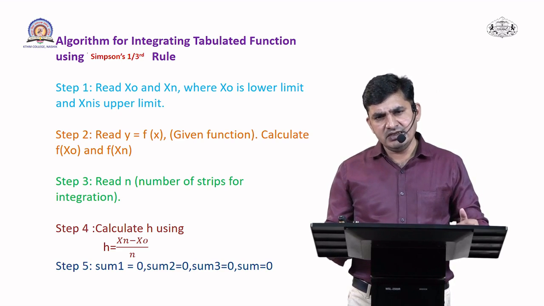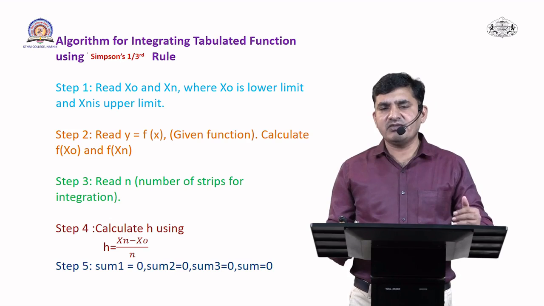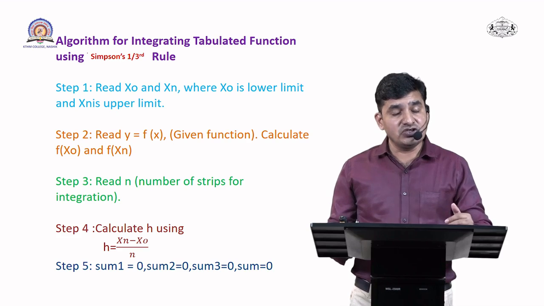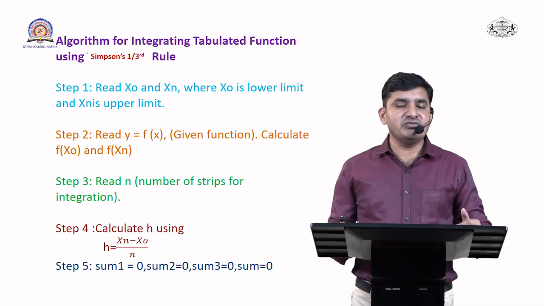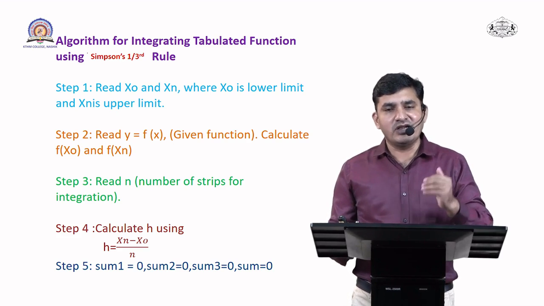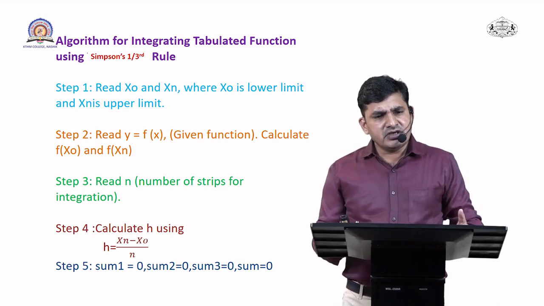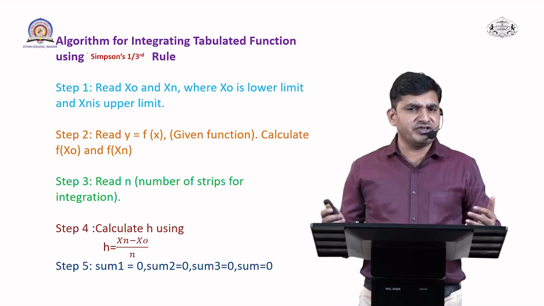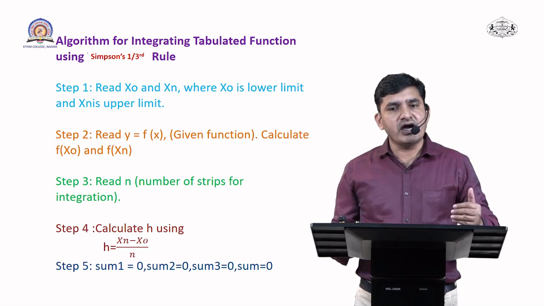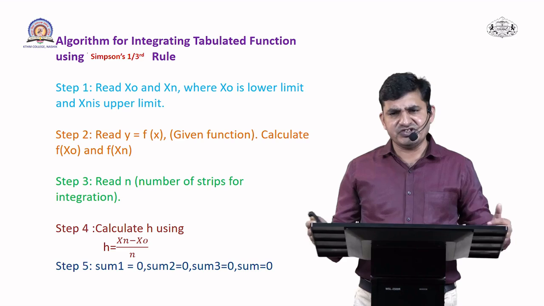Here again h is the step size, which can be found by using the formula xn minus x0 divided by n. n is the number of strips, x0 is the initial approximation or initial value or lower limit, and xn is the upper limit. Then y0 is equal to f of x0, yn is f of xn, and y1 is equal to f of x1. This process is carried out.